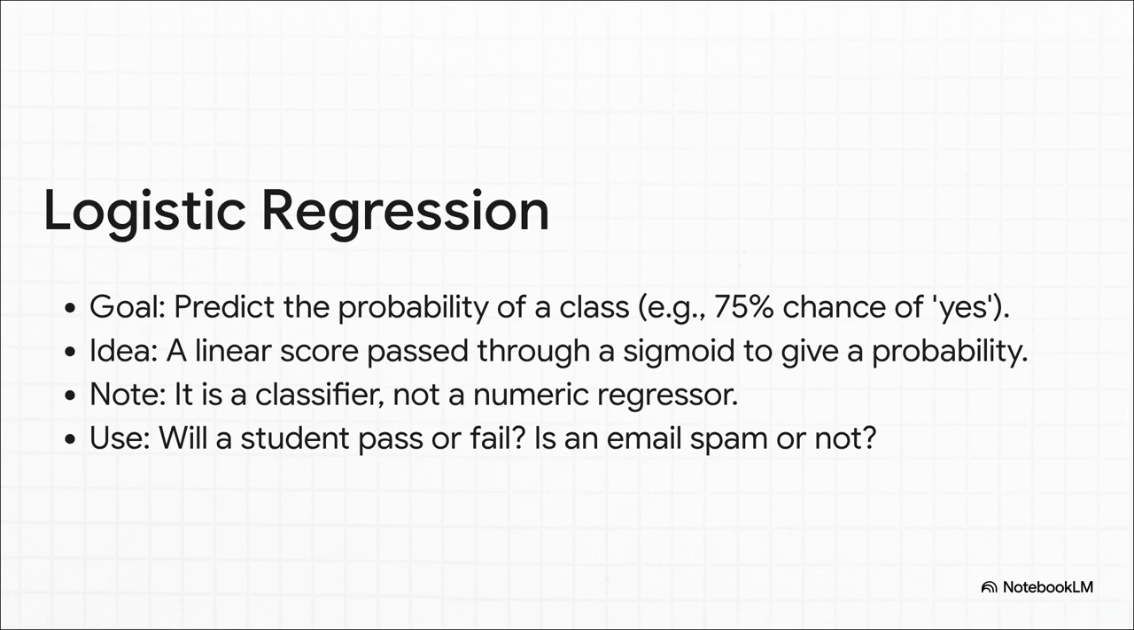The way it does this is pretty cool. It starts by calculating a score, kind of like linear regression does. But then it takes that score and runs it through this special function called a sigmoid.